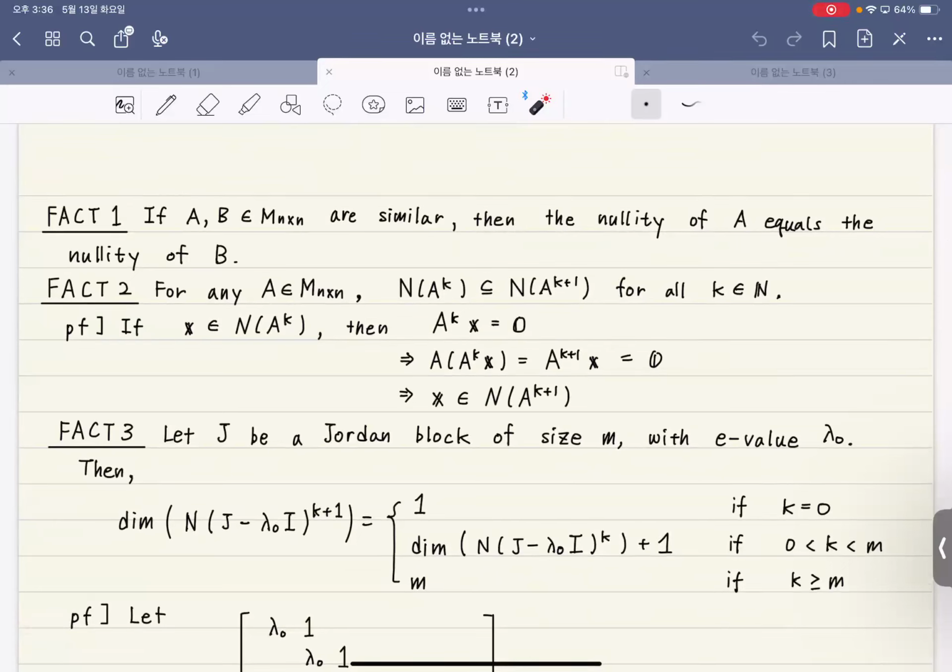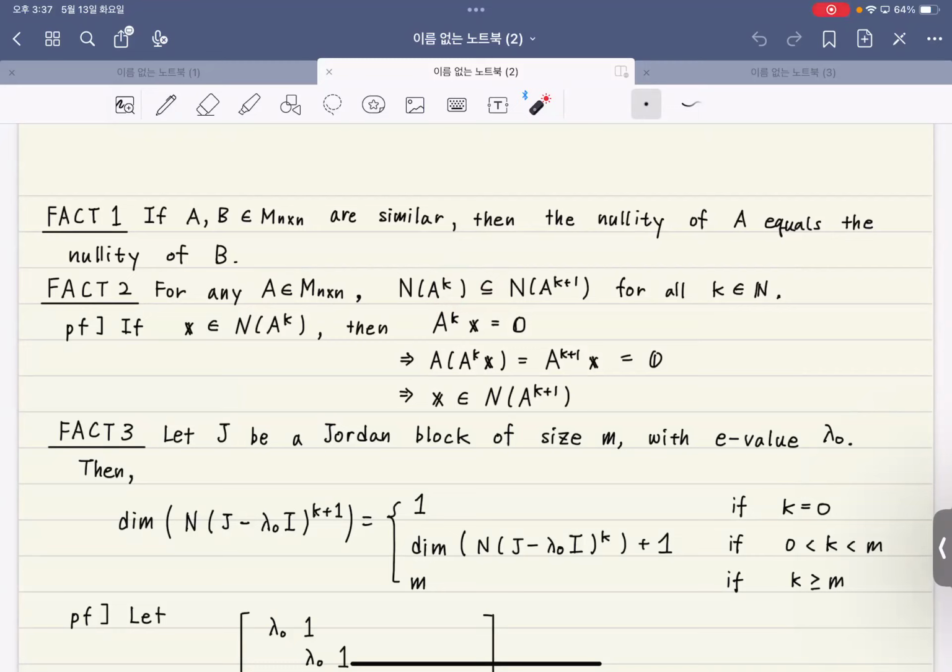There are 3 important facts that will be used. The first one is, if A and B are similar, then the nullity of A equals the nullity of B, which is very obvious, right? So I'm going to take fact number 1 for granted. And fact number 2: for any square matrix A, the null space of A to the k-th power is always contained in the null space of A to the (k plus 1)-th power.